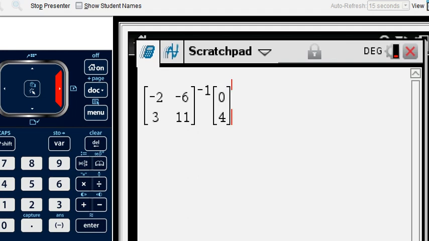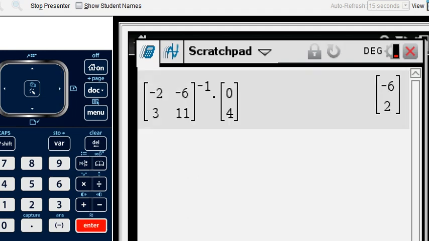Now just push enter. Your answer should be -6 and 2. So -6 is X and 2 is Y. It's done. You notice that for this, you didn't have to do the elimination method. You didn't have to do substitution. You didn't have to do graphing. That's so easy. We just did matrices.